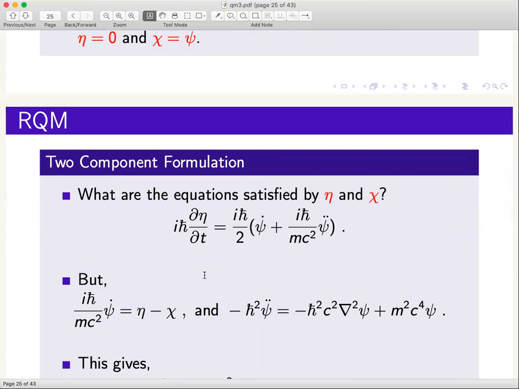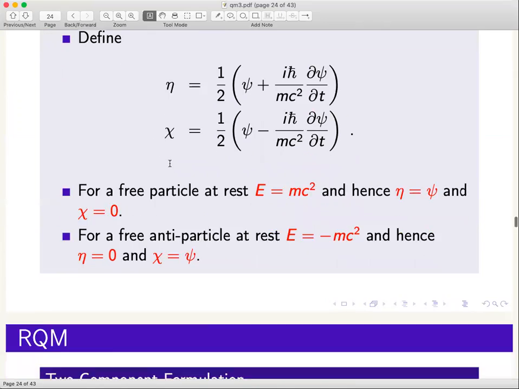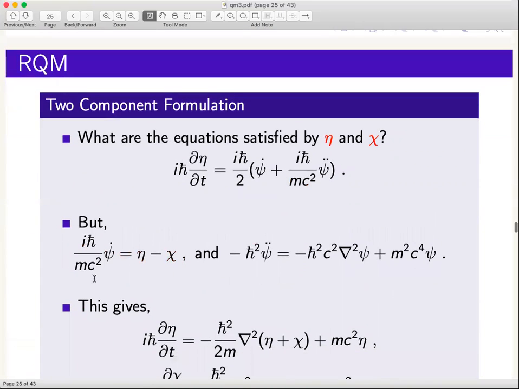But you can check that if you look at i h bar by mc squared psi dot, then that term, which is written out here, can be obtained by just taking eta minus chi, because in that case psi would cancel out, and up to some factor, this quantity is related to eta minus chi. The factor is basically mc squared. So i h bar upon mc squared d psi by dt is just eta minus chi. So at this place we could just substitute eta minus chi to write down this expression.